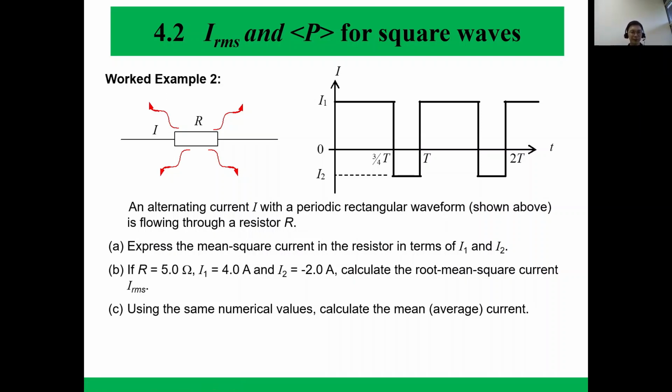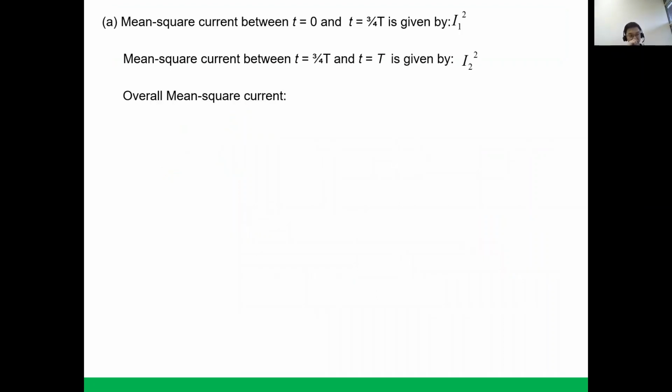Part A, express the mean square current in the resistors in terms of I1 and I2. Part B, you're now given some values and you're asked to find the root mean square current. And lastly, you're asked to find the mean current. So let's look at A first. What is the mean square current in terms of I1 and I2?